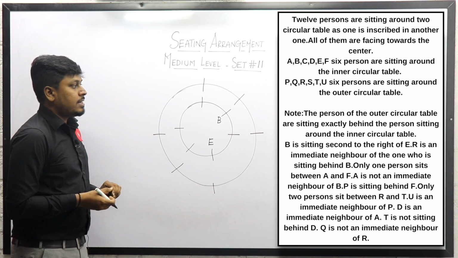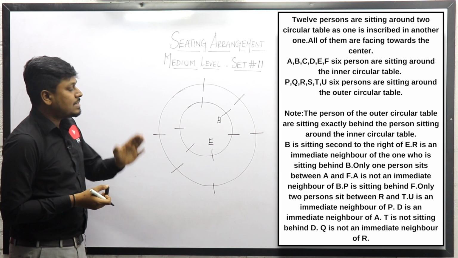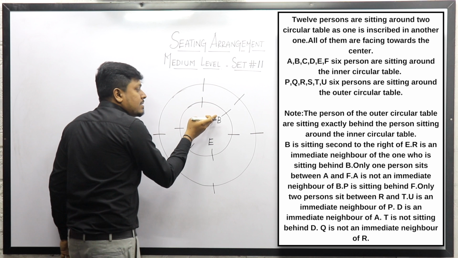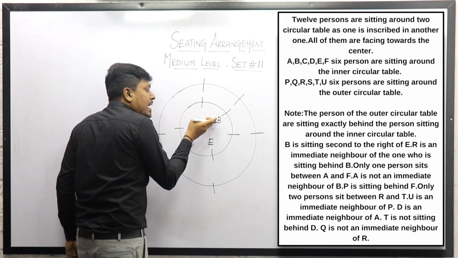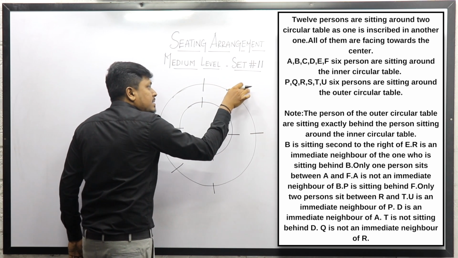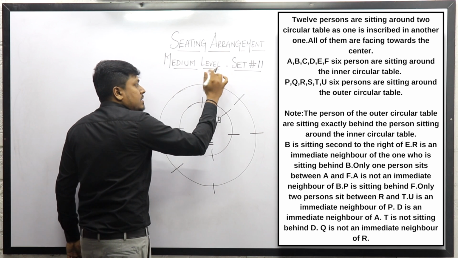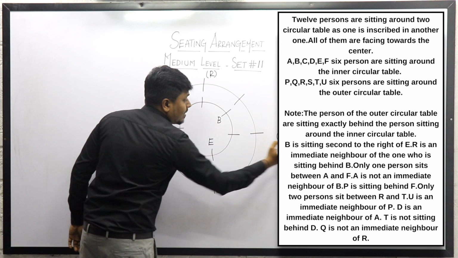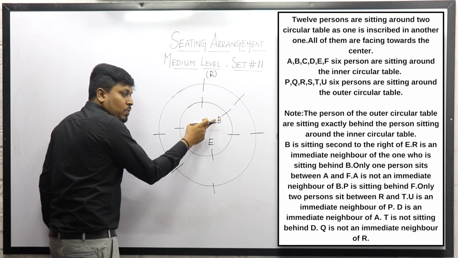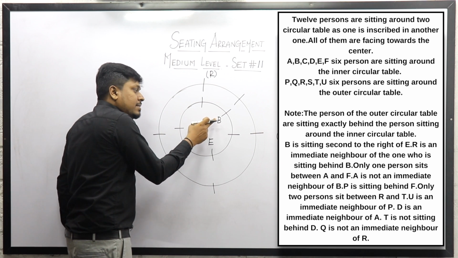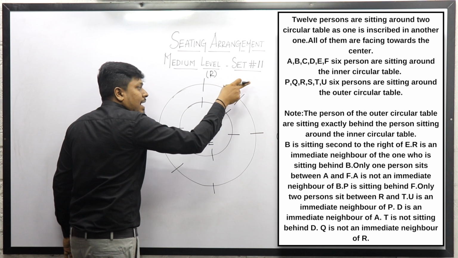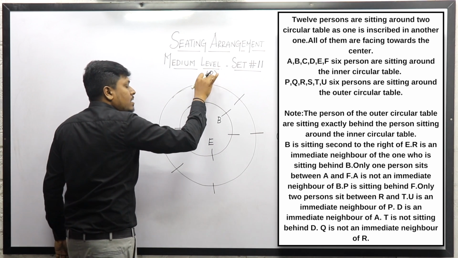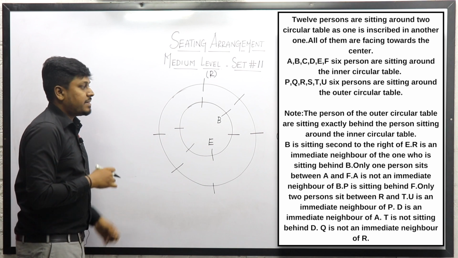R is an immediate neighbor of the person who is sitting behind B. So behind B this person will be sitting, and this person's immediate neighbor is R. So either I should fix R here or else I should fix R here. Friends, got the logic? The person who is sitting behind B will be this person, and this person's immediate neighbor is R. So we don't know whether right or left. So either R should be placed here or R should be placed here.